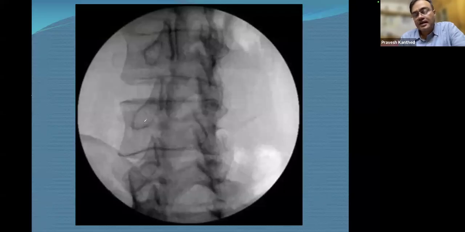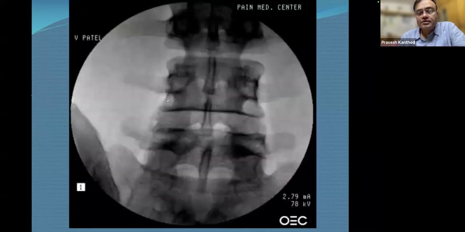So this is a left oblique view. The spinous process moves to the opposite side, that is, the right side. Now, the idea of doing this is, if you see here, where is the foramen? This is actually the foramen, but it is obstructed by the superior articular process. So if you want to enter the foramen, you won't be able to in an AP view. Why? Because the SAP is going to obstruct.